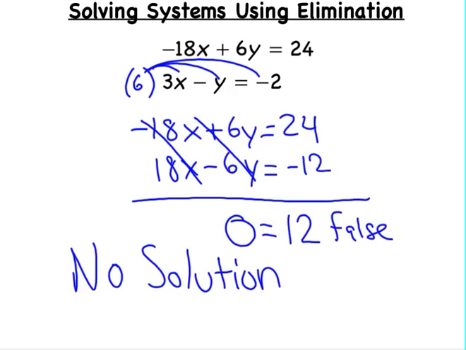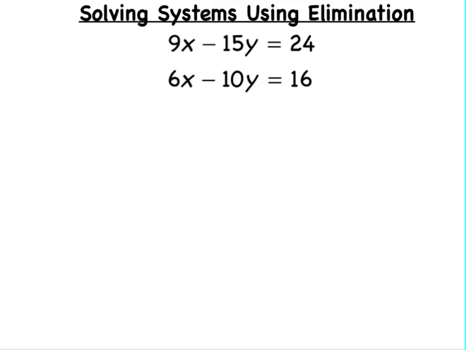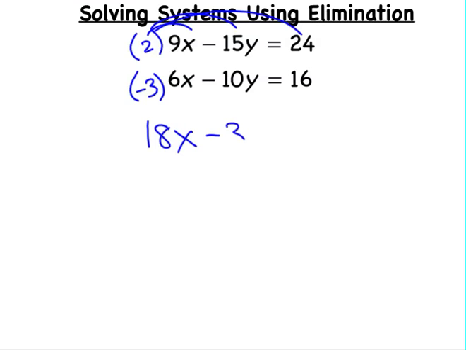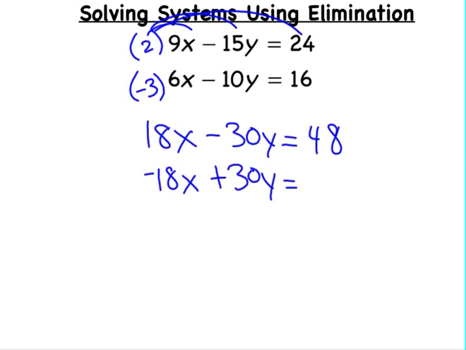And finally, let's take a look at the last case. I'm sure you can guess what this one's going to be. What I'm going to do here is eliminate the x's. Now, 9 and 6, the least common multiple is 18. So I'm going to multiply the top equation by 2, the bottom equation by negative 3, because I want to get opposite signs. So for the top equation, I get 18x minus 30y equals 48. And if I multiply the bottom equation by negative 3, I get negative 18x plus 30y equals negative 48.